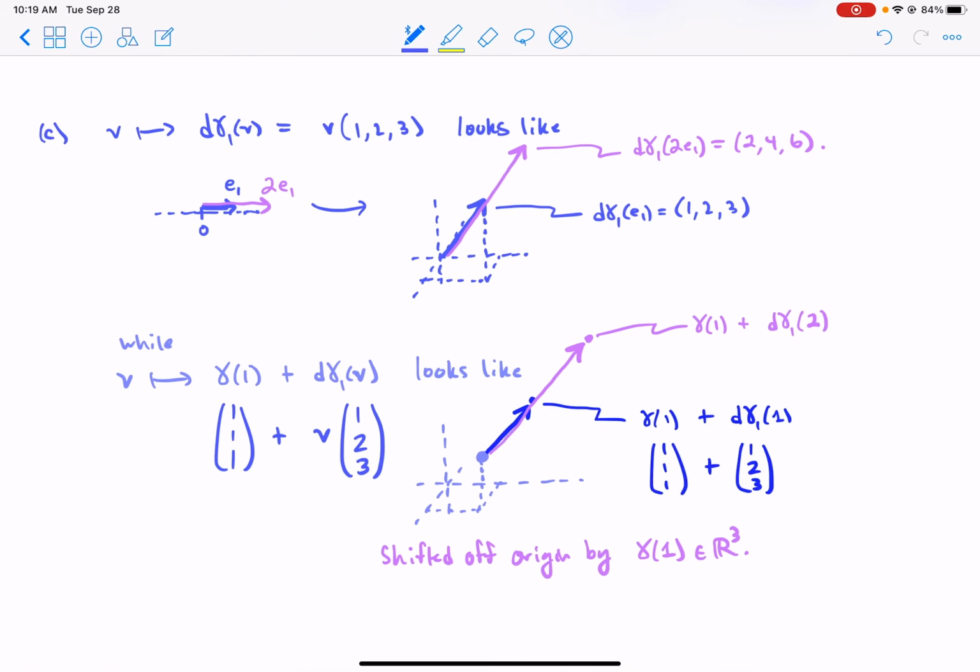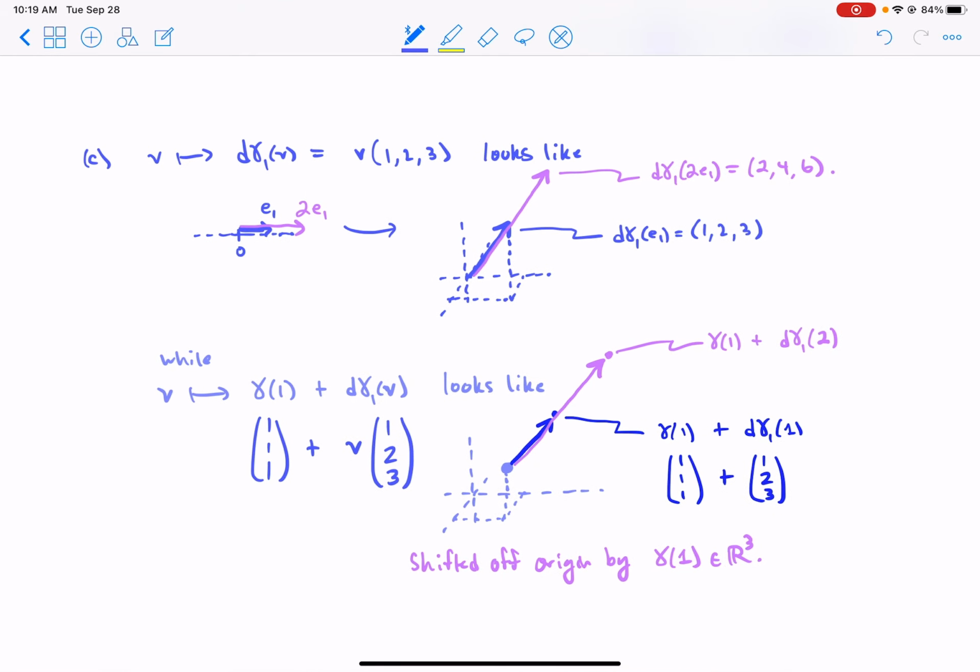So that's the shift. Now this sort of formula will be important in linear approximation, which is the most important thing that a derivative does. So yeah, this is good. And this is my answer.